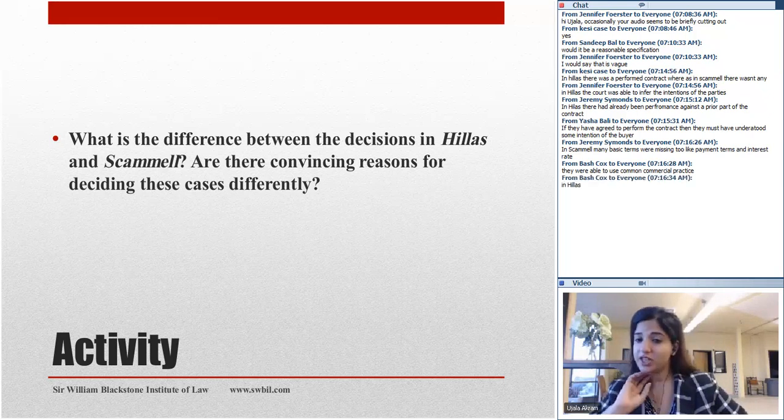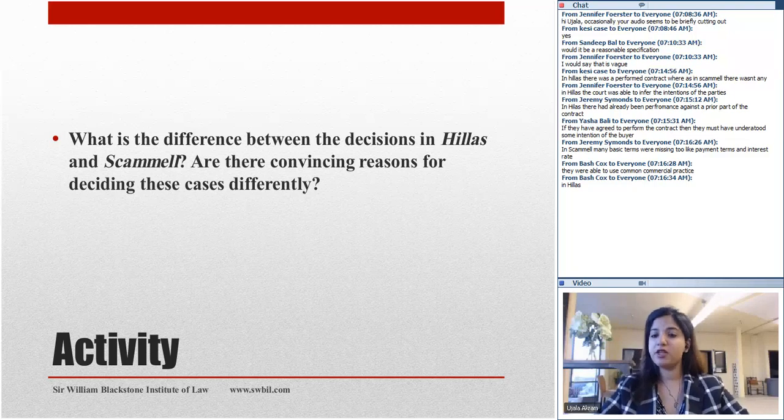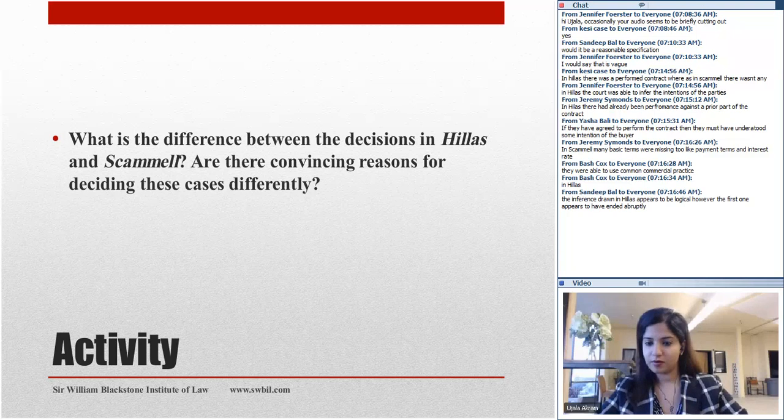Okay, Bash is saying that in Hillas they were able to use common commercial practice. Very good. So that was another difference between the facts of the case. Okay, so Sandeep is saying that the inference drawn in Hillas appears to be logical. However, the first one appears to have ended abruptly.